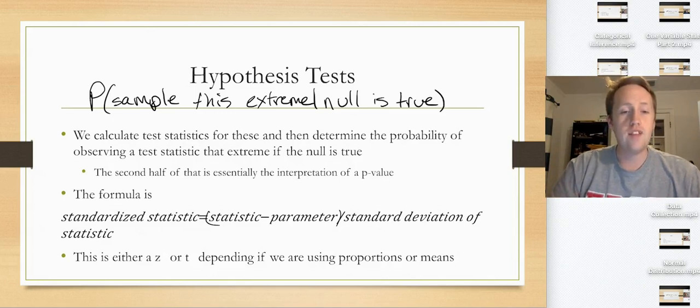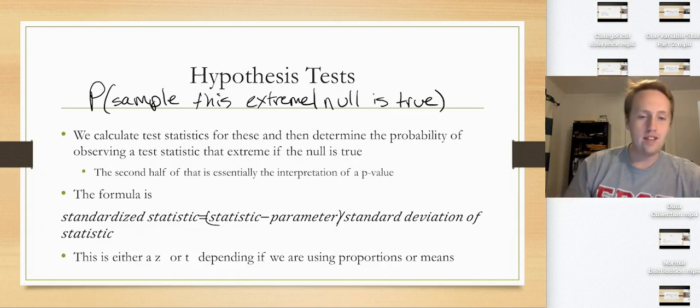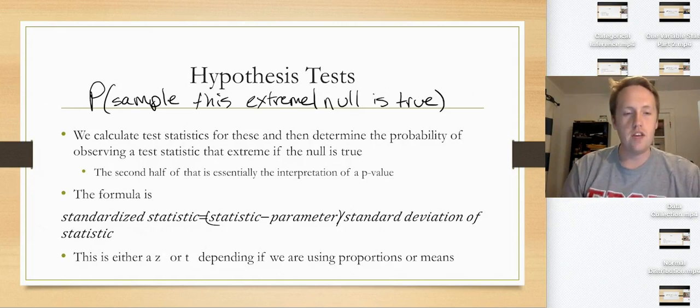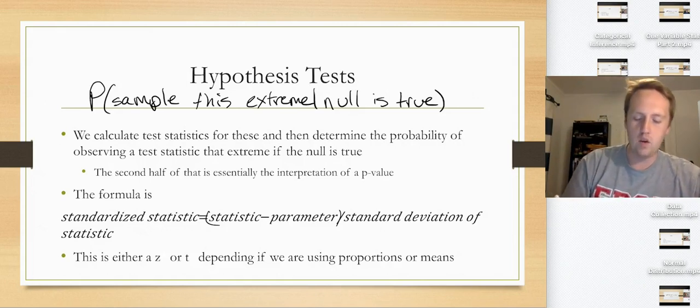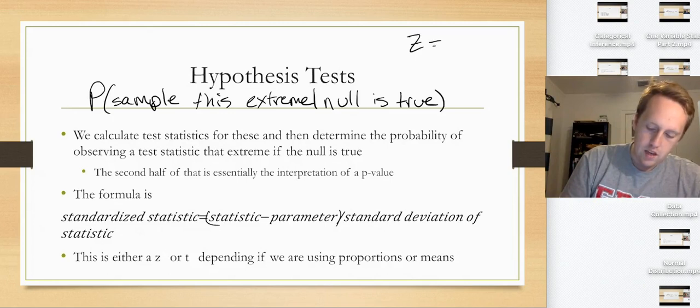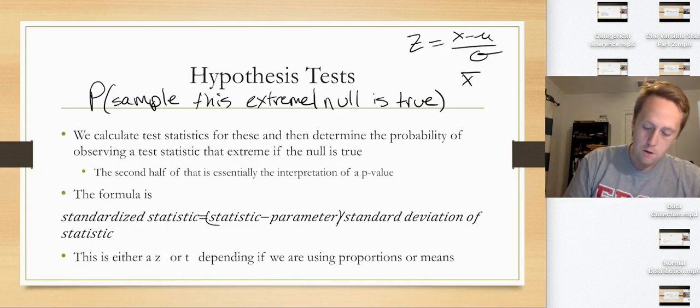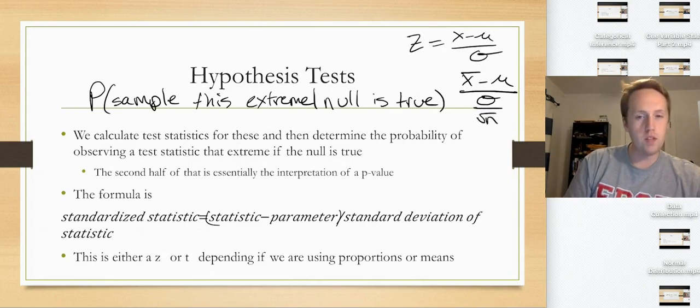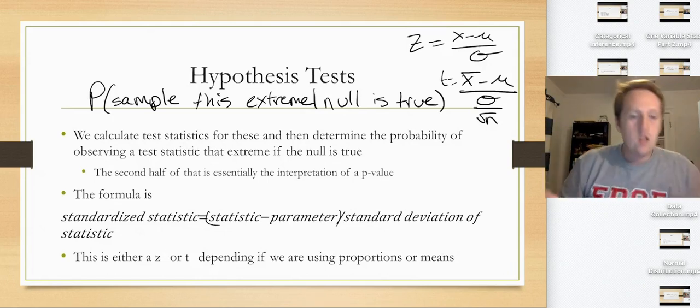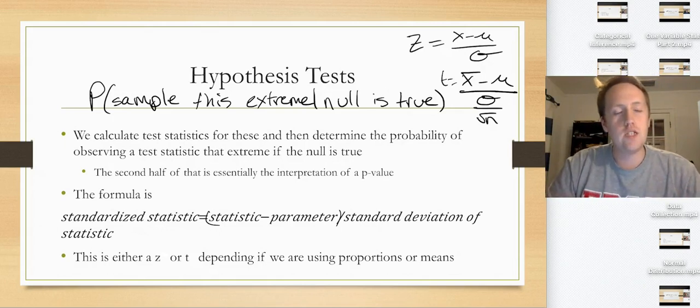The formula for that standardized test statistic is statistic minus parameter over standard deviation. I'm sorry that this got all formatted weird, but basically z equals x minus mu over sigma. It's just the statistic is probably going to be x bar, the parameter is mu, and the standard deviation is sigma over the square root of n, right? So there are formulas for this on the AP Stats formula sheet. That's for a z-score or a t-score. So z is for proportions, t is for means.